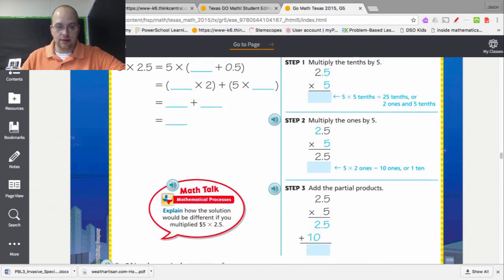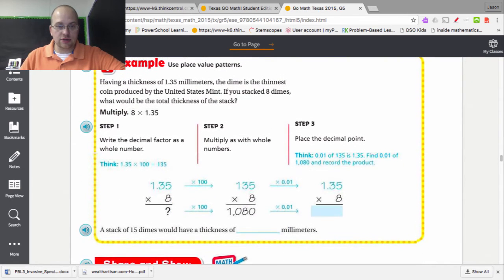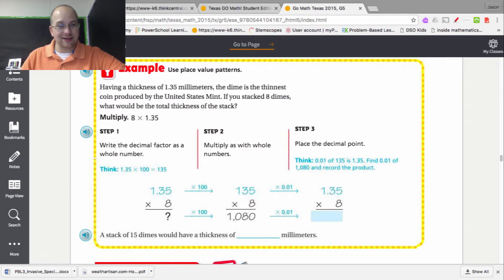Okay, good. Let's look at another example, and this is going to use our place value patterns, and this is kind of like what we did in class today. So if I take this, 8 times 1 and 35 hundredths millimeters, having a thickness of 1 and 35 hundredths millimeters, the dime is the thinnest coin produced by the United States Mint. If you stacked 8 dimes, what would be the total thickness? So it's 8 times 1 and 35 hundredths millimeters.